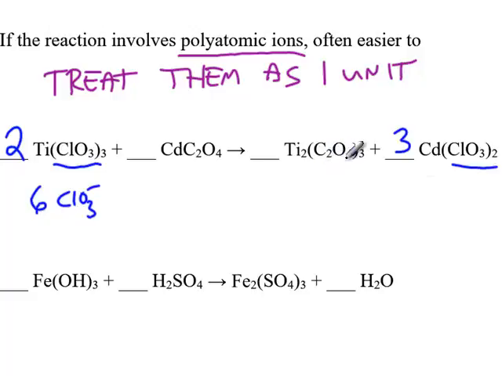I can also look at the oxalate, C2O4. I have 3 on the product side, and notice there's no parentheses on the reactant side because there's only 1 of them, and you don't use parentheses around a polyatomic unless you have more than 1. But I need a coefficient of 3 to balance out 3 of those C2O4 or oxalate anions. And notice that 3 balances my cadmium. I have 3 cadmium on the left and 3 cadmium on the right.